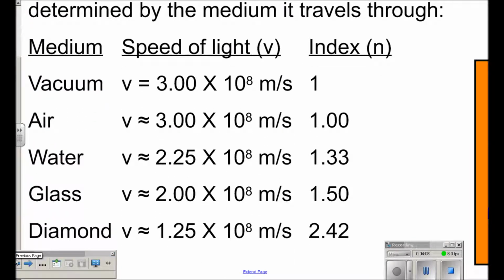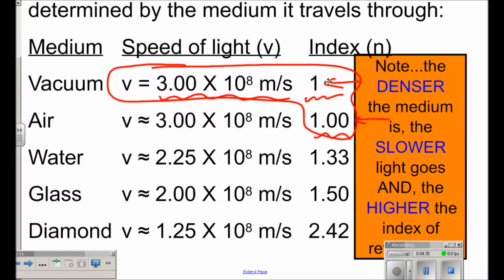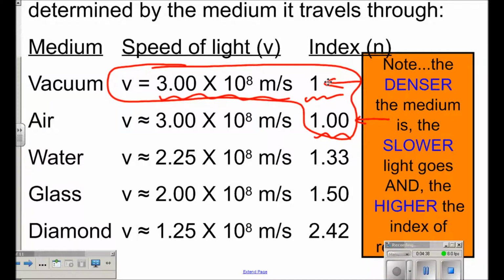So the index of refraction for a vacuum is 1. The index of refraction for air is so close to 1 that we're going to call it 1. For water, it's 1.3. For glass, it's about 1.5. It depends on the type of glass. For diamond, it's about 2.42. The only numbers here you must have memorized are these guys. You're going to need to know the speed of light in a vacuum. You're going to need to know the index of refraction for a diamond, and that for a vacuum it's 1, and for air, it's 1.